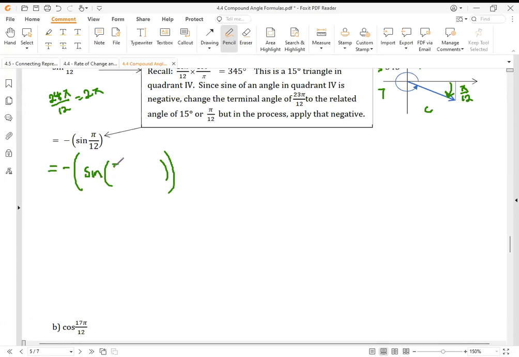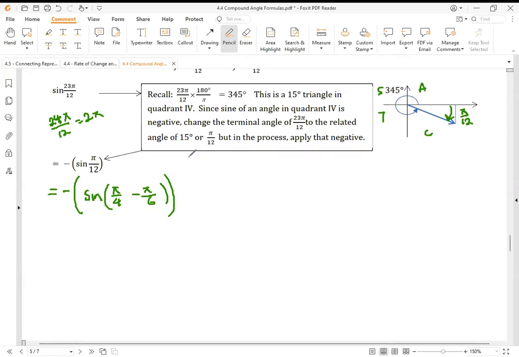Let's do 45 minus 30. Pi over 4 minus pi over 6. And there's your question. We have all the angles that are smaller than 90 degrees, and we just plug it in using special triangles. Question? Why do you put a negative in front of the bracket? Or why does it have a negative? Oh, CAST rule. Remember, if I have sine 345 degrees, I can rewrite this as negative sine 15 degrees using CAST rule, right? So that's what I did.